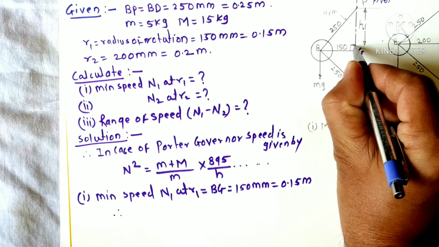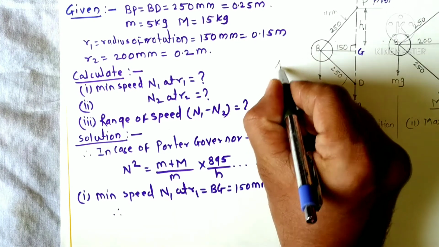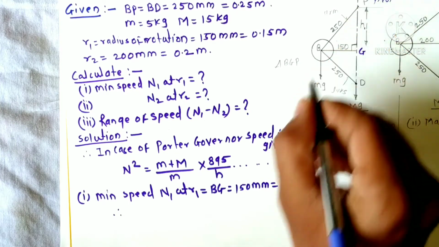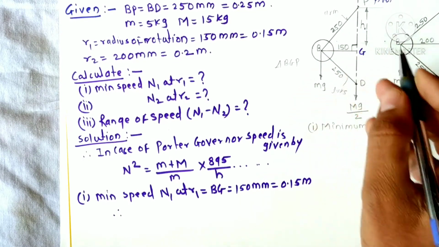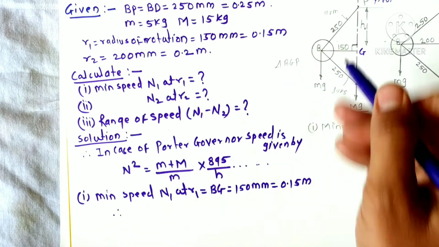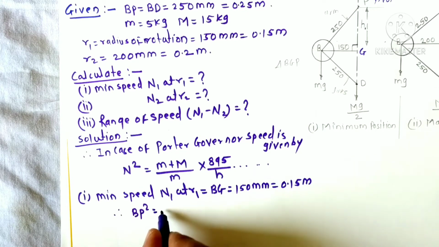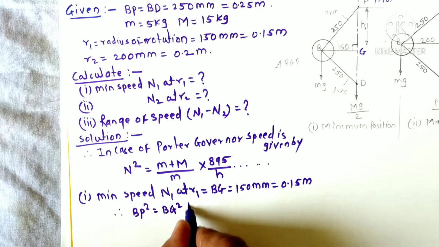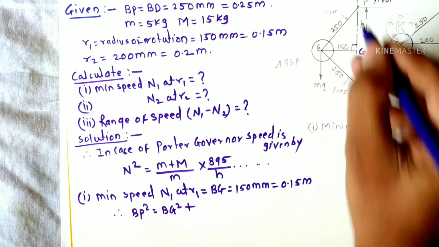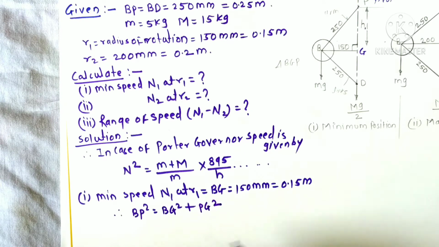This is the right angle triangle BGP. BGP is the right angle triangle. So according to the Pythagoras theorem, in a right angle triangle, BP square is equal to BG square plus PG square. So this is the formula.